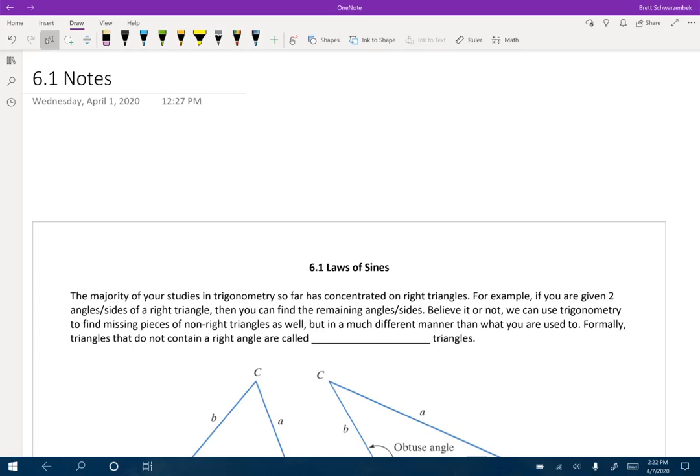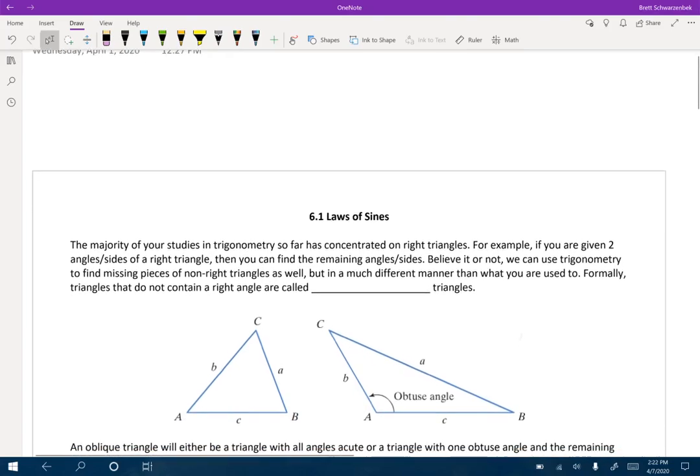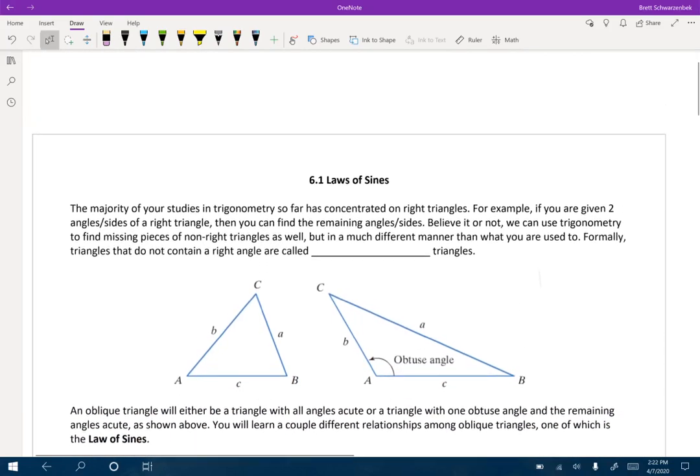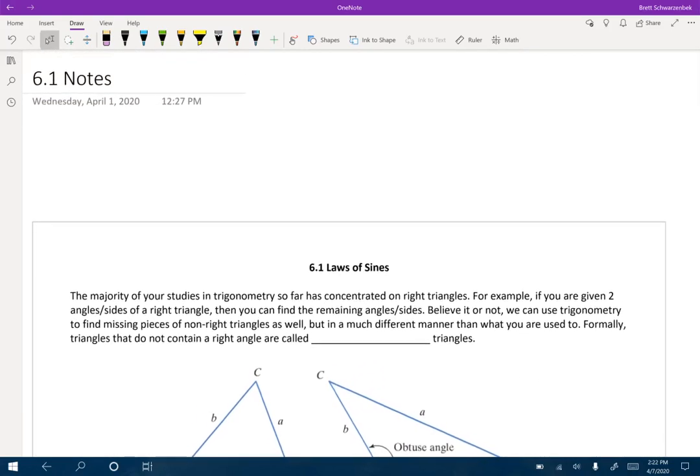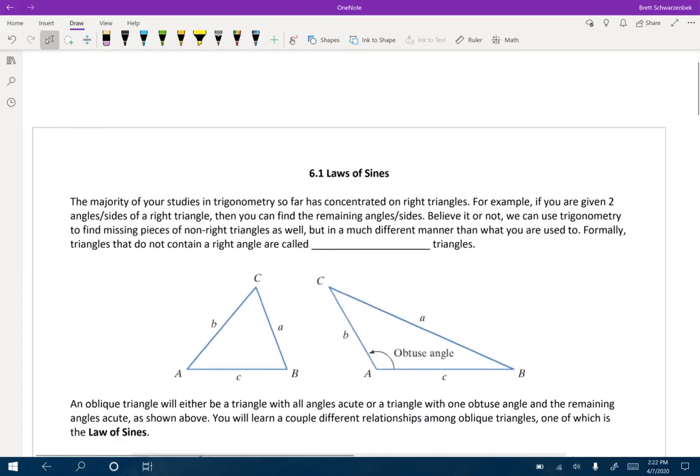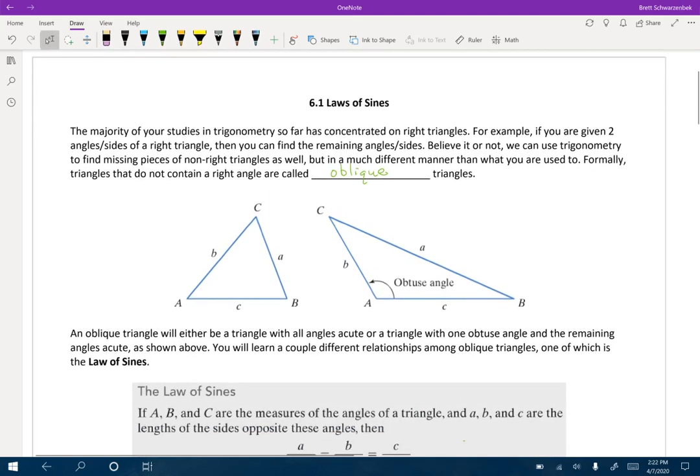Okay, this is the 6-1 notes for Precalculus 2. In this section, and the next one, we're going to be talking about trigonometry as it relates to non-right triangles. We specifically call non-right triangles oblique triangles. The two triangles you see below are both examples of oblique triangles.